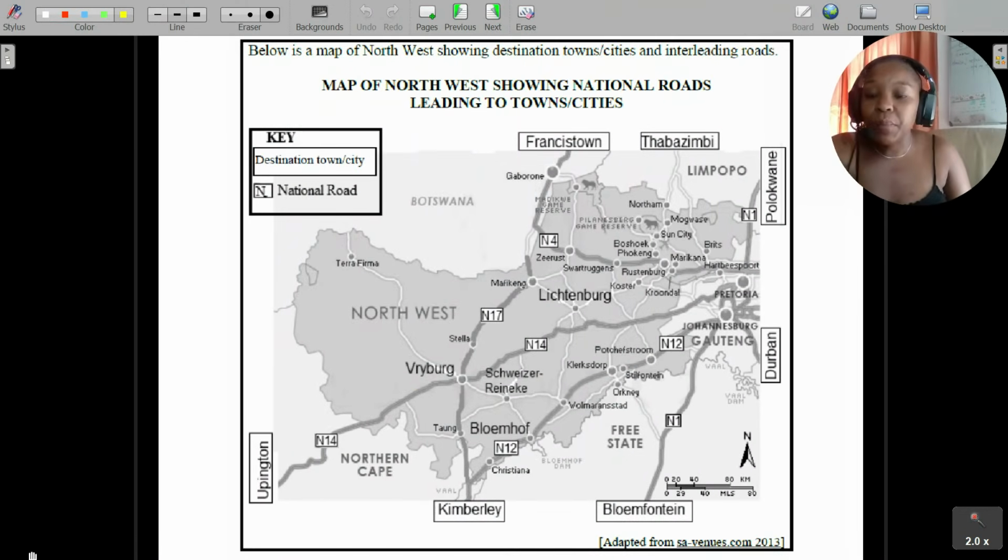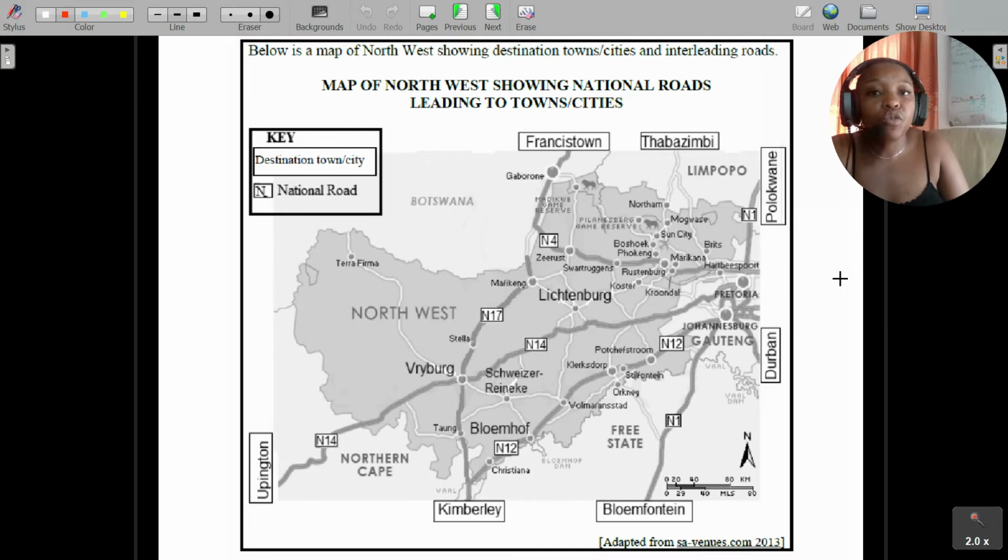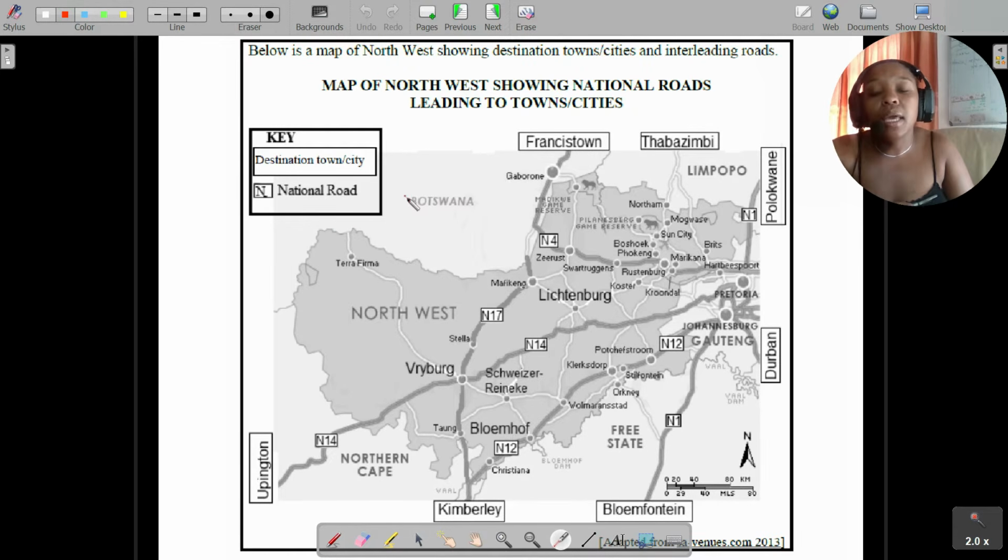So here we are basically told that below is a map of the Northwest showing destination towns, cities, and interleading roads. So we are told that this is a map of the Northwest, showing national roads leading to towns and cities. Like I mentioned, on this map we are given key features, or key elements, that we can use to help us analyze this map.